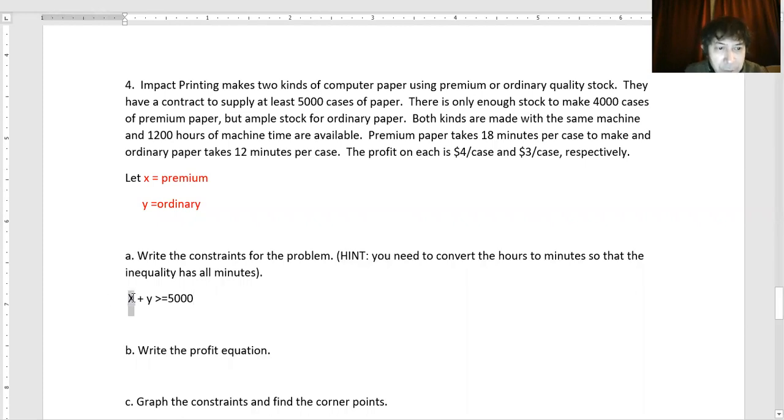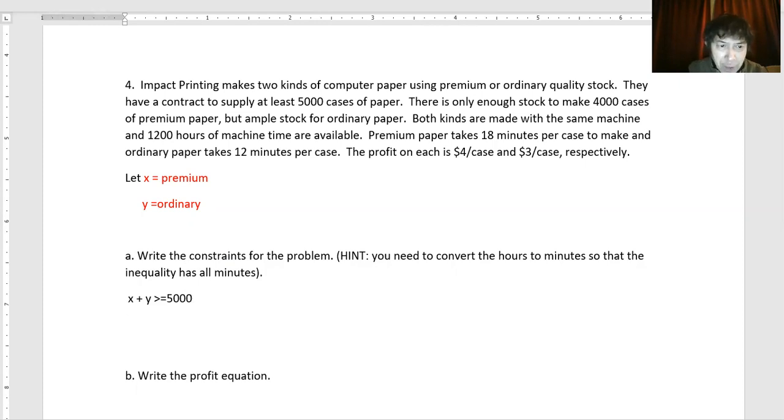Again, the X will have to be small letter. This will be our first constraint. All right, we'll just color it later at the same time. There's only enough stock to make 4,000 cases of the premium paper. It's limited to 0 to 4,000 cases. And so our next inequality should be up to 4,000. We can make use of something like this.